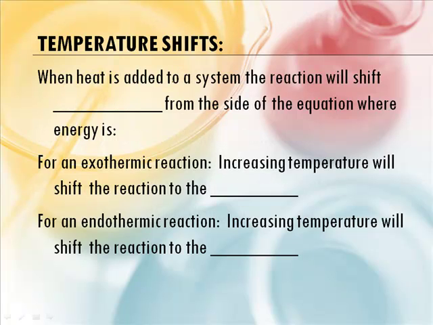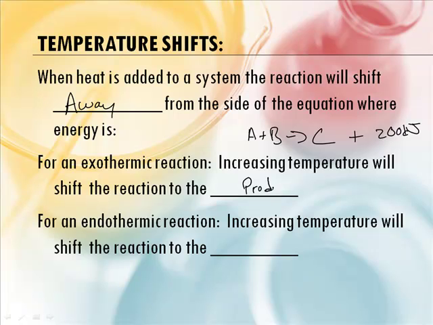Temperature shifts. When heat is added to a system, the reaction will shift away from the side of the equation where the energy is. Okay? So if you have an exothermic reaction, A plus B turns into C plus 200 kilojoules, that would be an exothermic reaction. Increasing the temperature will shift the reaction to the product side. No, that's not correct. It'll shift to the reactant side, because if you add energy, it will shift in this direction. And the reverse is true.